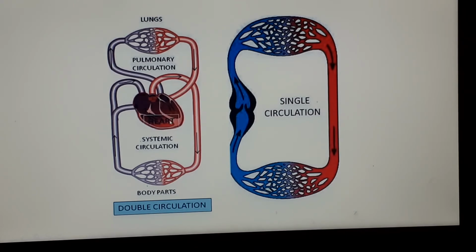See, this is our heart. This is the atrium. This is the ventricle. Then we have this. So here what will happen? This one, the pink colored one, carries the pure blood. This is the pulmonary vein, which carries the pure blood, and through this aorta it goes to all the body parts. Here, this is the pulmonary artery. This artery carries the impure blood to the lung.